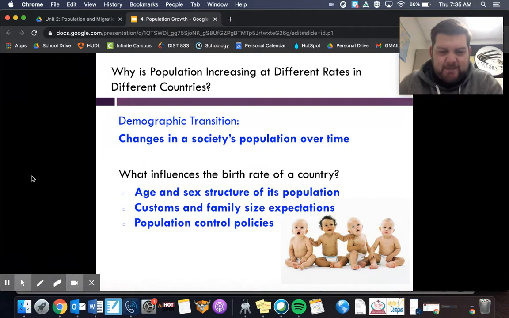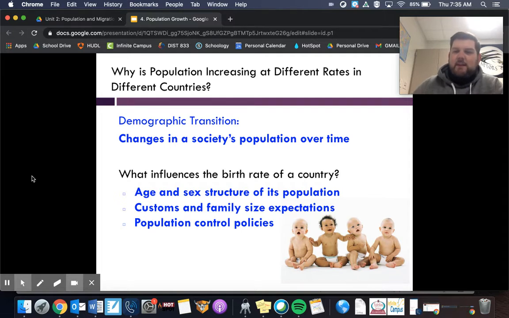All right. What else influences the birth rate of a country is population control policies. Okay. Hopefully, you've heard of the one child policy in China. China implemented that policy mandating that every family could only have one child because their population was growing so exponentially fast that the resources couldn't keep up with the population growth.